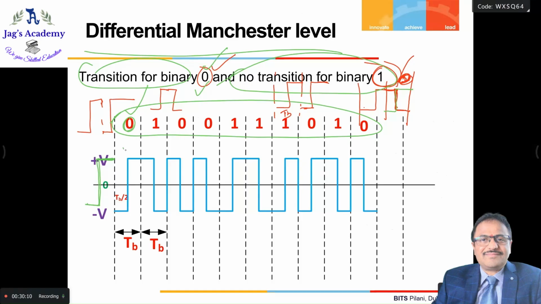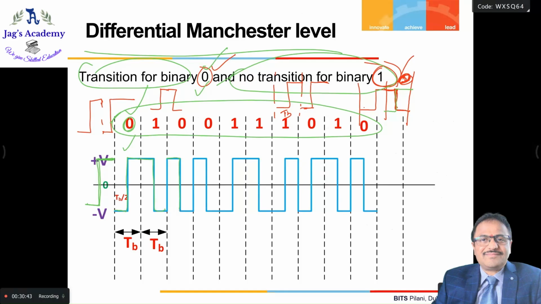Now the next bit is going to be 0. 0 means there's a transition. That means it should start from here. Now, the next bit is 1, so there is no transition. It continues from here. Now the next bit is 0, so there should be a transition; it starts from the next level.